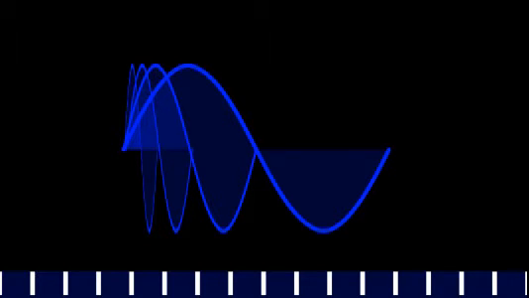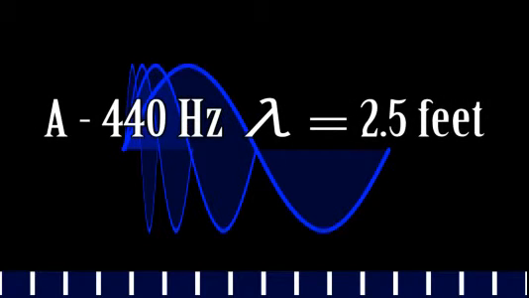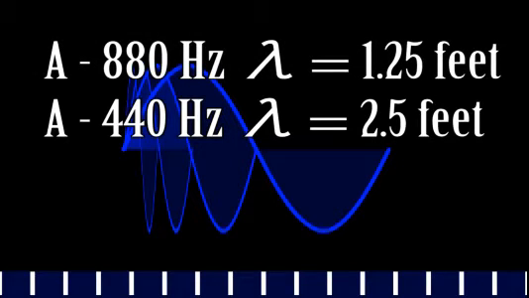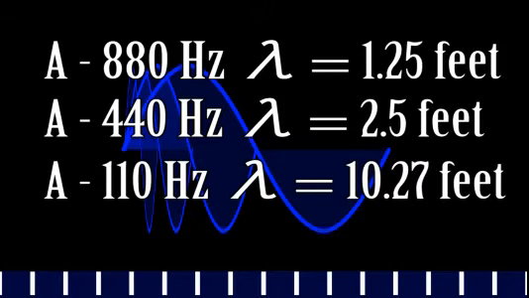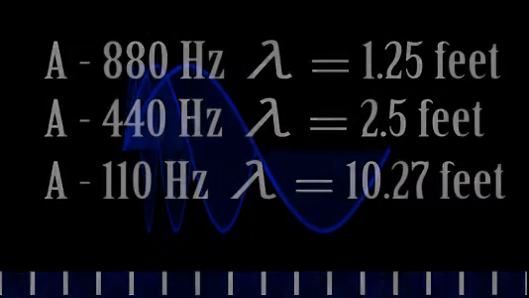The pitch of A, that has a frequency of 440 Hz, has a wavelength of 2.5 feet. The next higher octave of A, that has a frequency of 880 Hz, has a wavelength of 1 1/4 feet. A lower pitch A, with a frequency of 110 Hz, has a wavelength of over 10 feet.